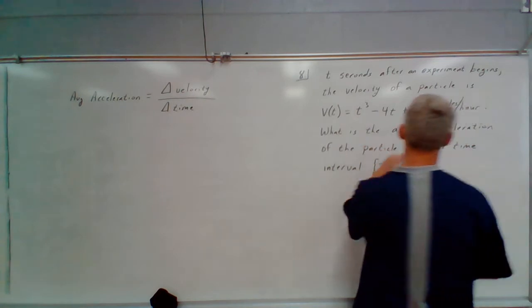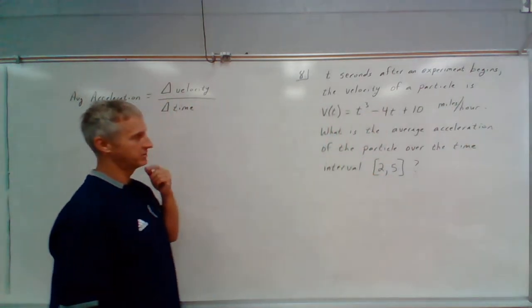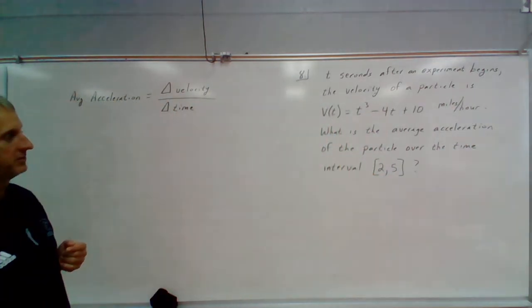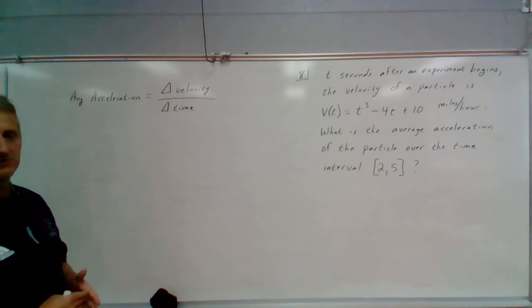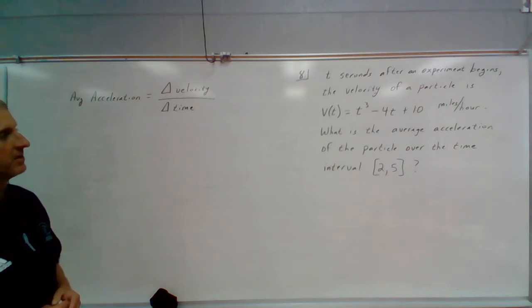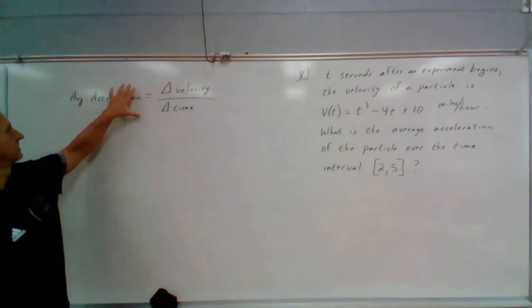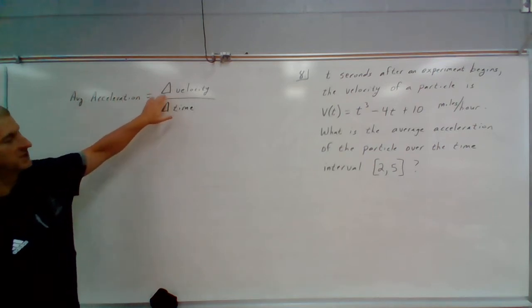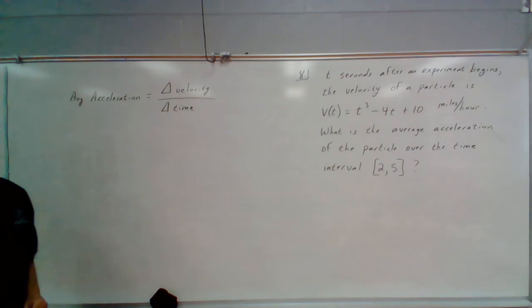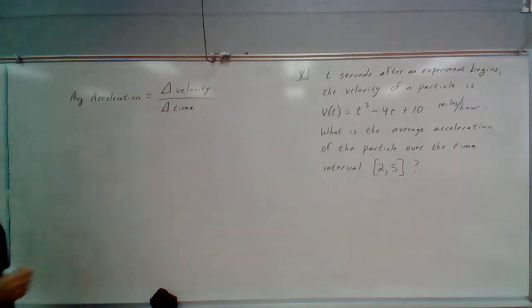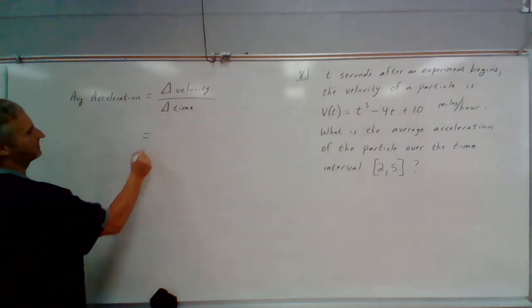All right, I want to know the average acceleration of the particle over that time interval, from t equals 2 to t equals 5. You have to know the definition of acceleration. The average acceleration is the change in velocity over the change in time. So we should be able to figure that out.